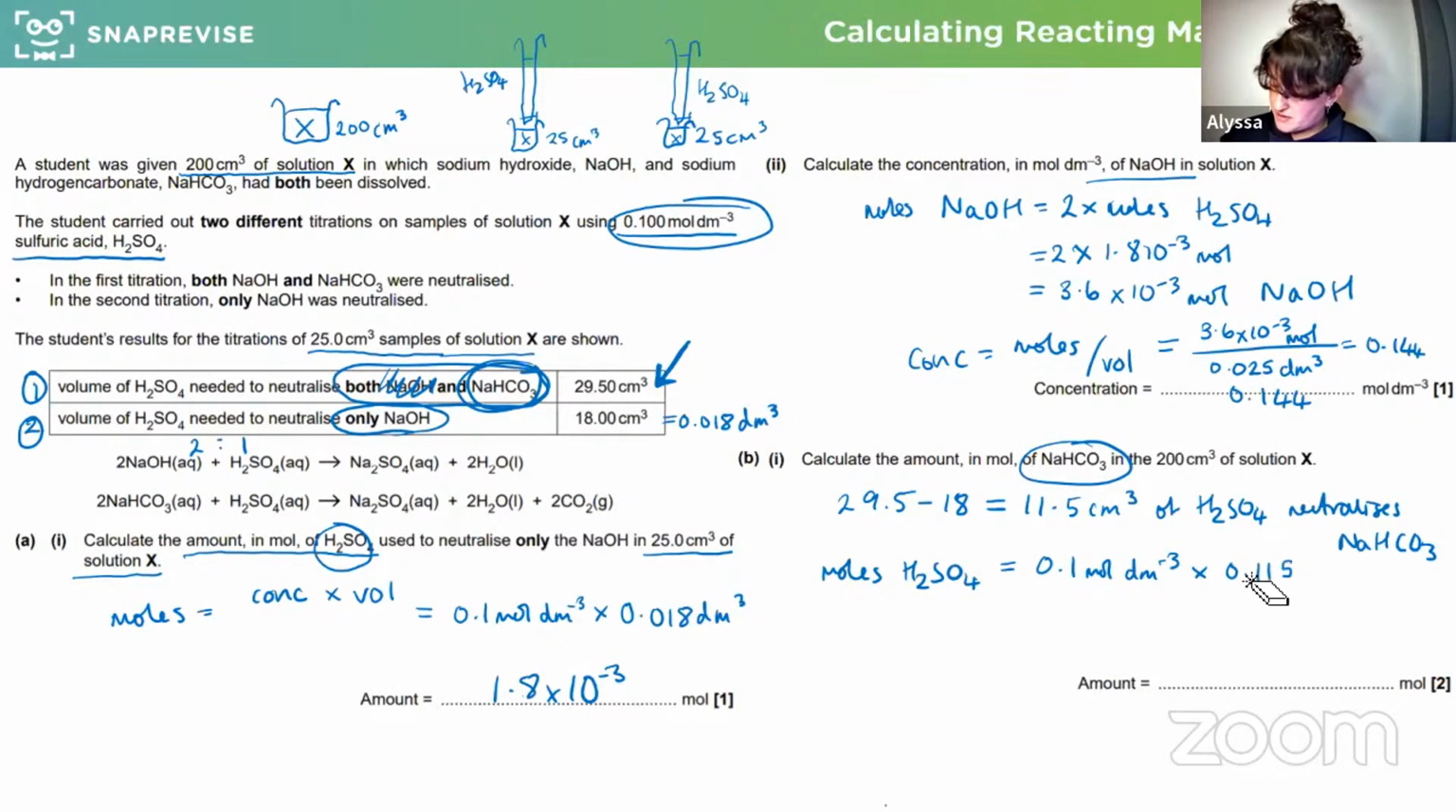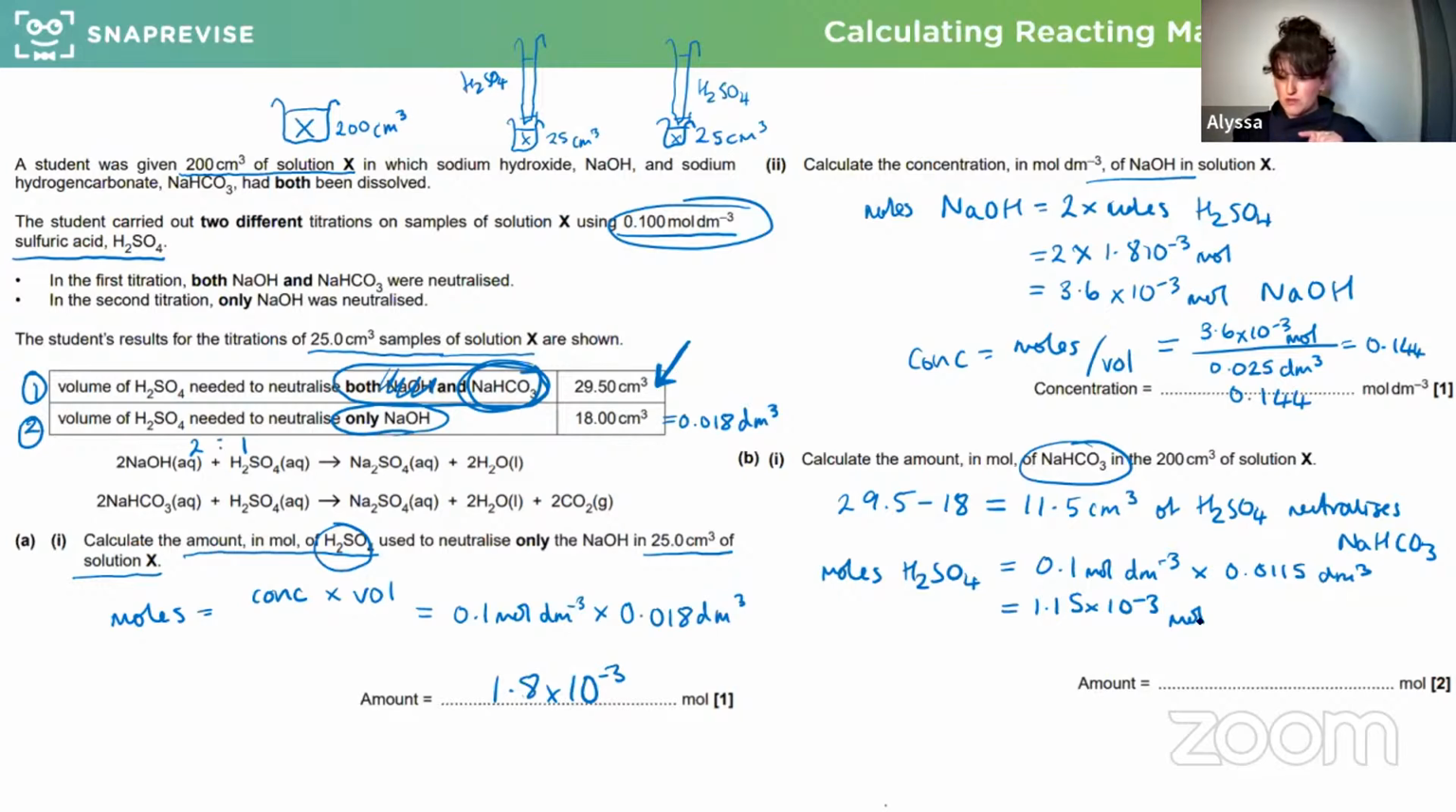So don't forget to convert to decimeters cubed. Oops, I missed a 0, sorry. So our moles of H2SO4 used to neutralize the sodium hydrogen carbonate is 1.15 times 10 to the minus 3 mole. If anyone disagrees with me at any point, please let me know. Well done, Hamza, absolutely. That's our moles of H2SO4.